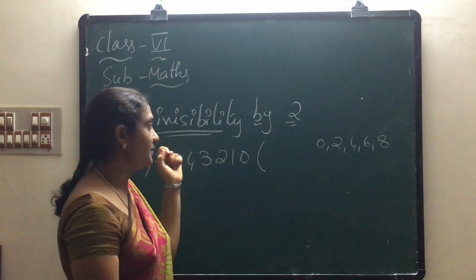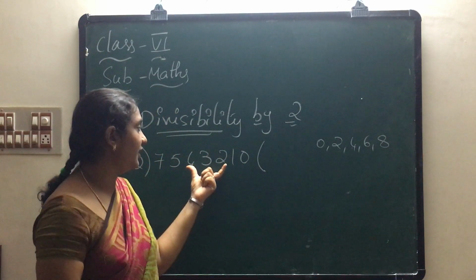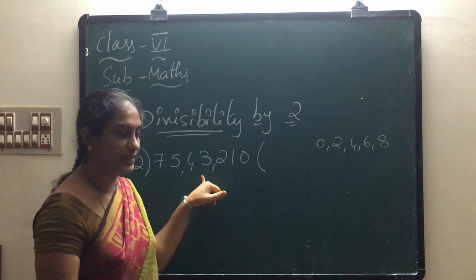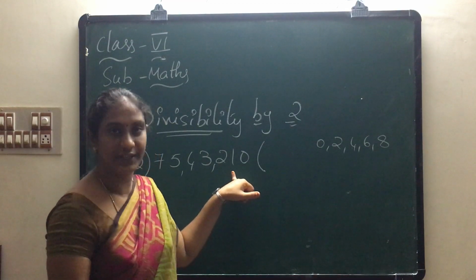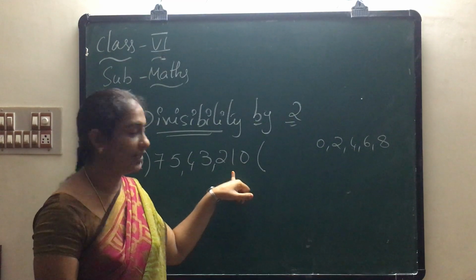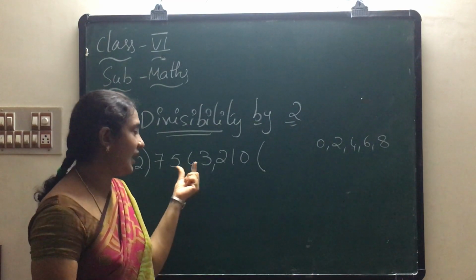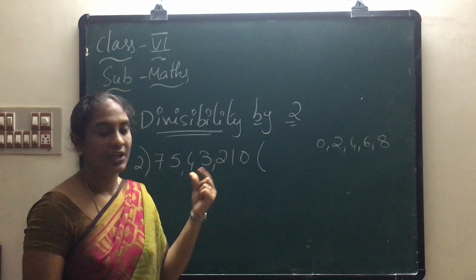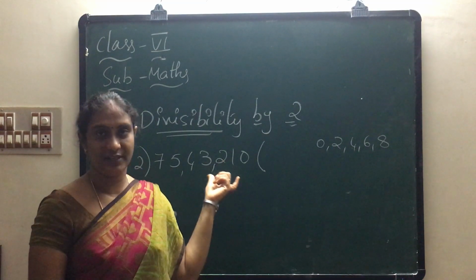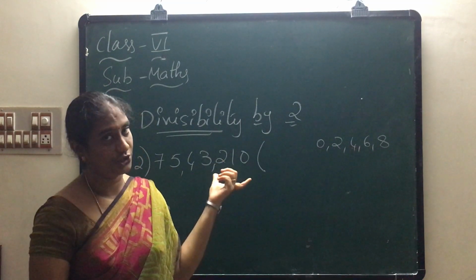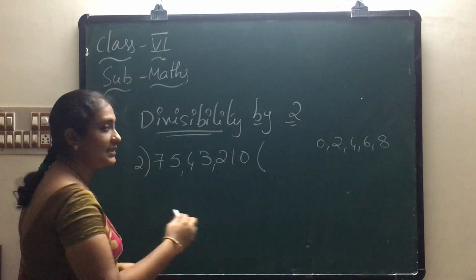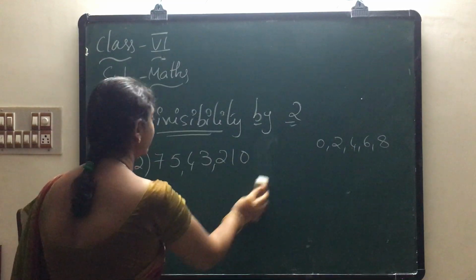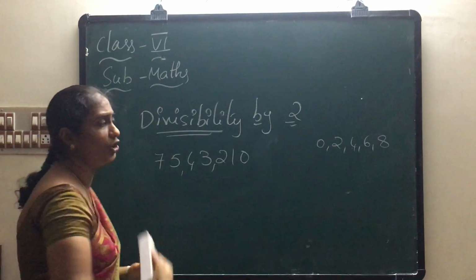Now, what is the number I have given? 75 lakhs 43,210. What is the number I have given? 75 lakhs 43,210. Now we have to find out whether it is divisible by 2 or not. Now see, I am telling the easy method to find whether it is divisible by 2 or not.